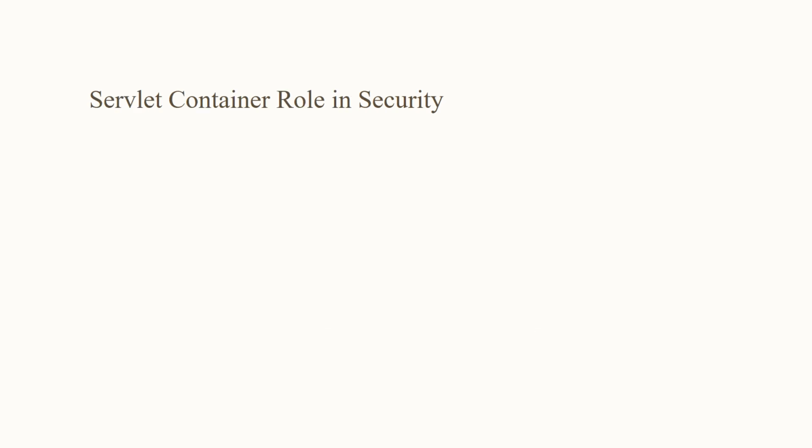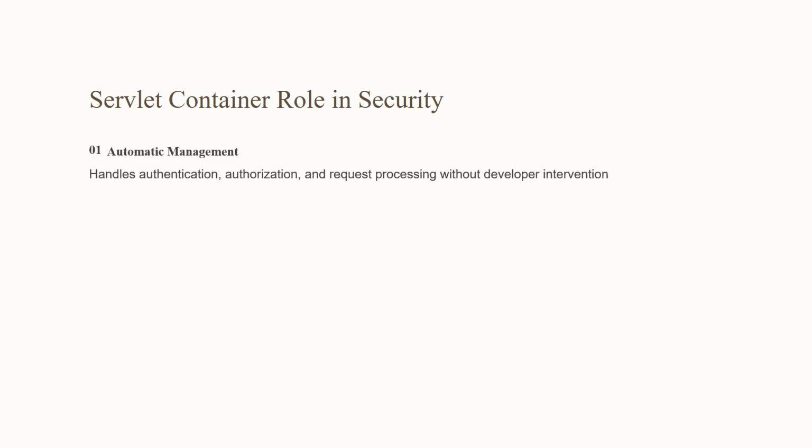Now let's understand the role of the servlet container in ensuring security. A servlet container such as Apache Tomcat or Jetty plays a crucial role by automatically managing many security aspects of a web application. First, it handles authentication, authorization, and request processing without requiring the developer to implement everything manually. This reduces complexity and minimizes chances of security mistakes. Second, it provides built-in security mechanisms such as login configuration and role management. These features are available out of the box, making it easier to secure applications efficiently.